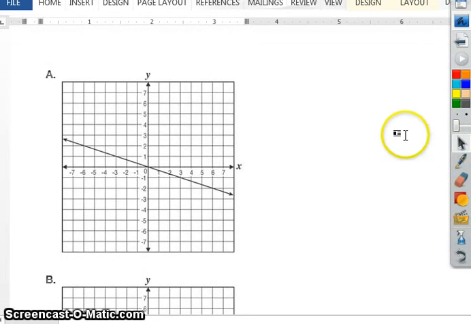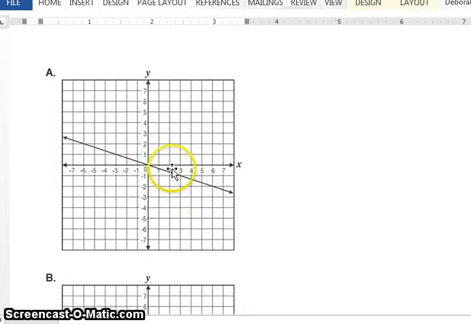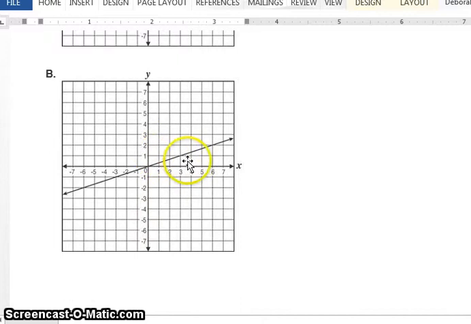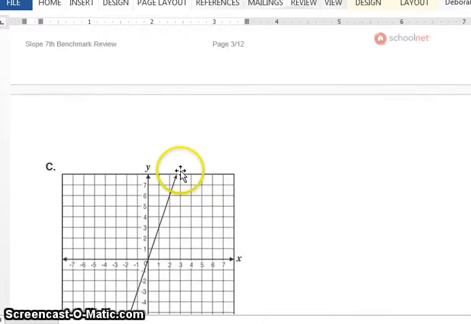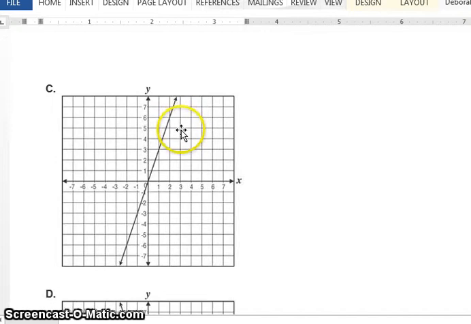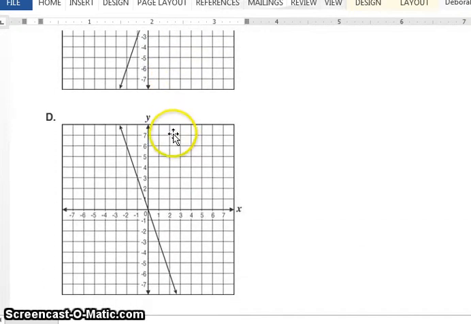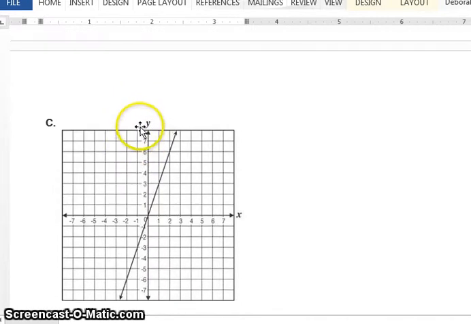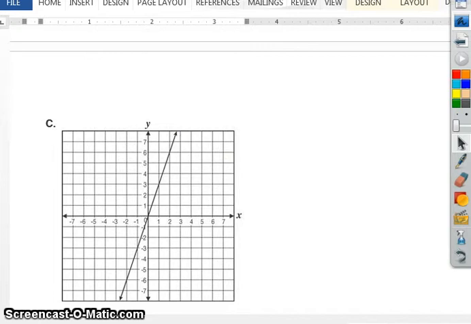So I'm going to look at this one and I'm going to say this one has a negative slope, so I know A is not right. B is still in, it has a positive slope. C has a positive slope, starts low on the left, increases to the right. So B and C are possibilities, and D is out because it starts high on the left and works its way down. That's a negative slope. So I'm looking at either B or C.